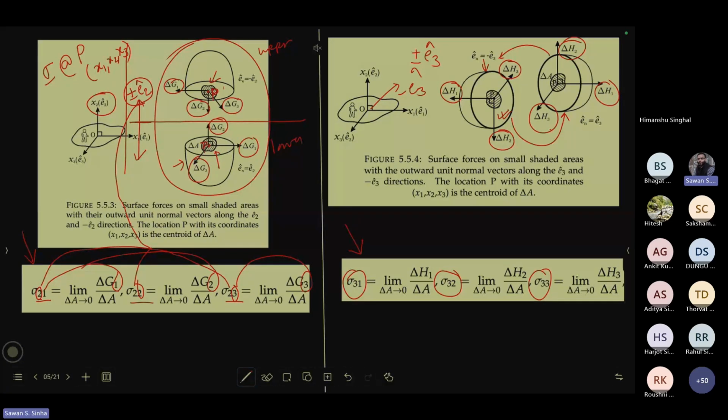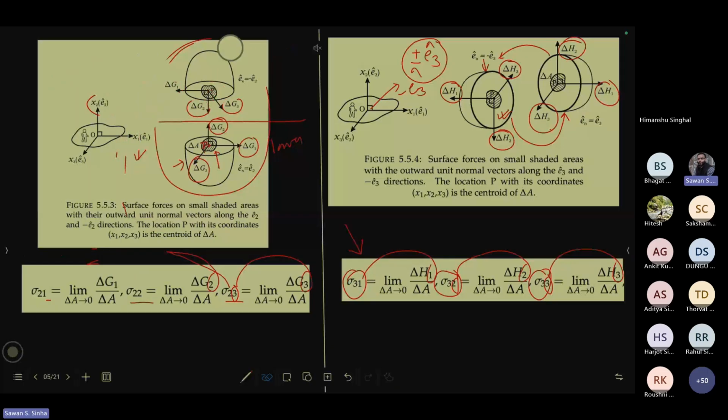Sigma 31, sigma 32, and sigma 33. First index 3, repeating the logic here: the first index is 3 because the surface which cut the bulk into two halves has unit normal along plus minus E3. The second index tells us the force direction. So we have defined all 9 components of the stress tensor when our working coordinate system is Cartesian at point P.